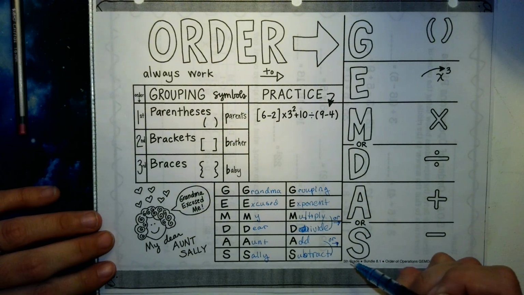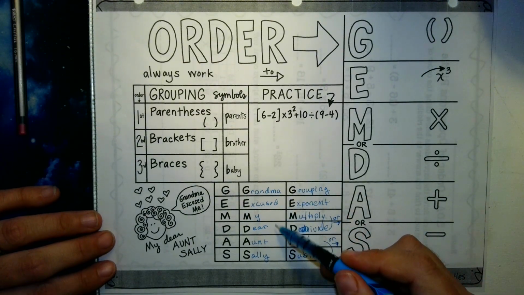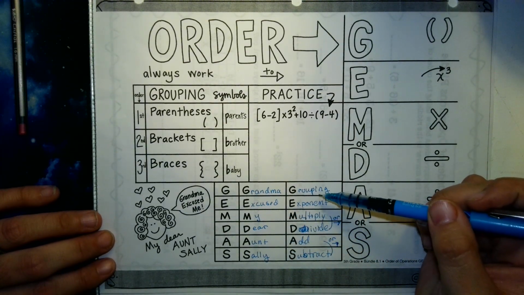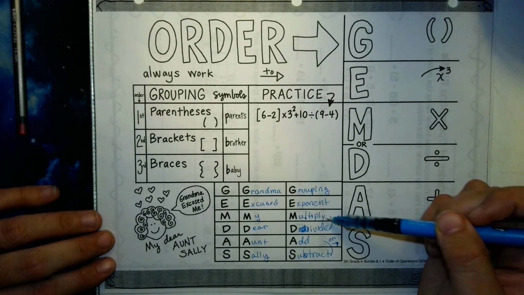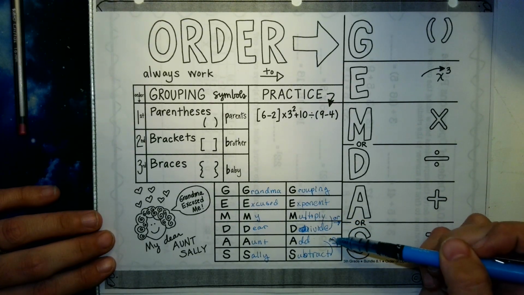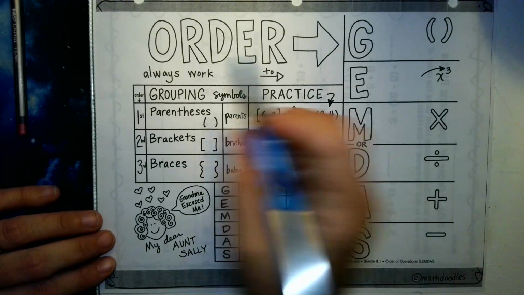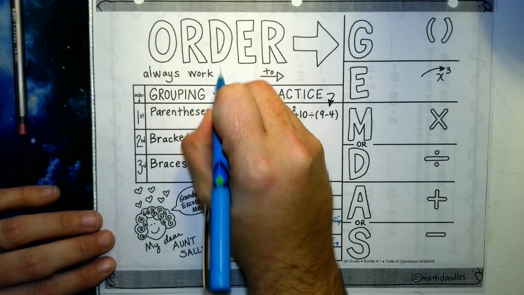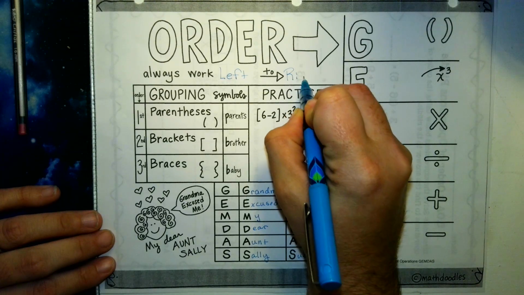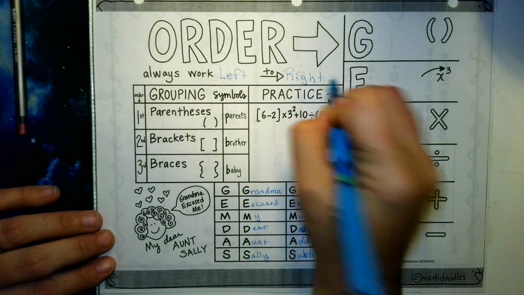So this is your mnemonic device. Grandma excuse my dear Aunt Sally, or GEMDAS, which is how we announce it when we talk about it in class. Grouping, exponent, multiply or divide from left to right. Add, subtract, it's another or from left to right. And it says always work left to right. Okay?